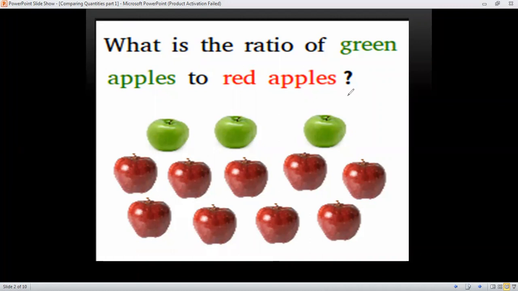We write ratio as 3 is to 9. We write a number, then we put two dots, and then we write another number. Also, we can write the ratio as a fraction, 3 upon 9. You can simplify this fraction: 3 ones are 3, 3 threes are 9. Now this 1 by 3 can also be written as a ratio, that is 1 is to 3.